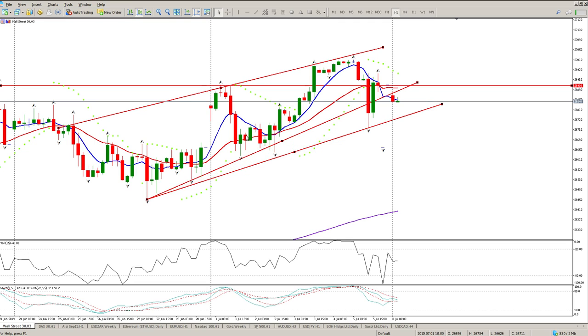So for me at this stage, there are a couple of things at play. We've had a grouping of oscillators to the upside. We're now sort of grouping in the middle of nowhere. And we've broken below this breakout. We've come back, we've tested, and now the moving averages have also crossed over on the 3-hour.